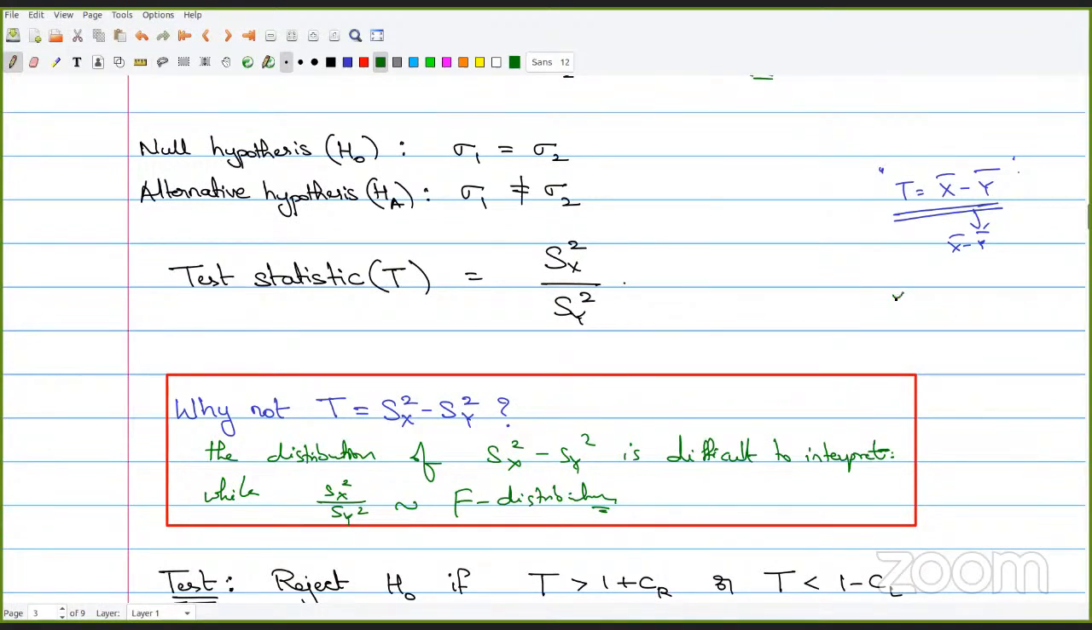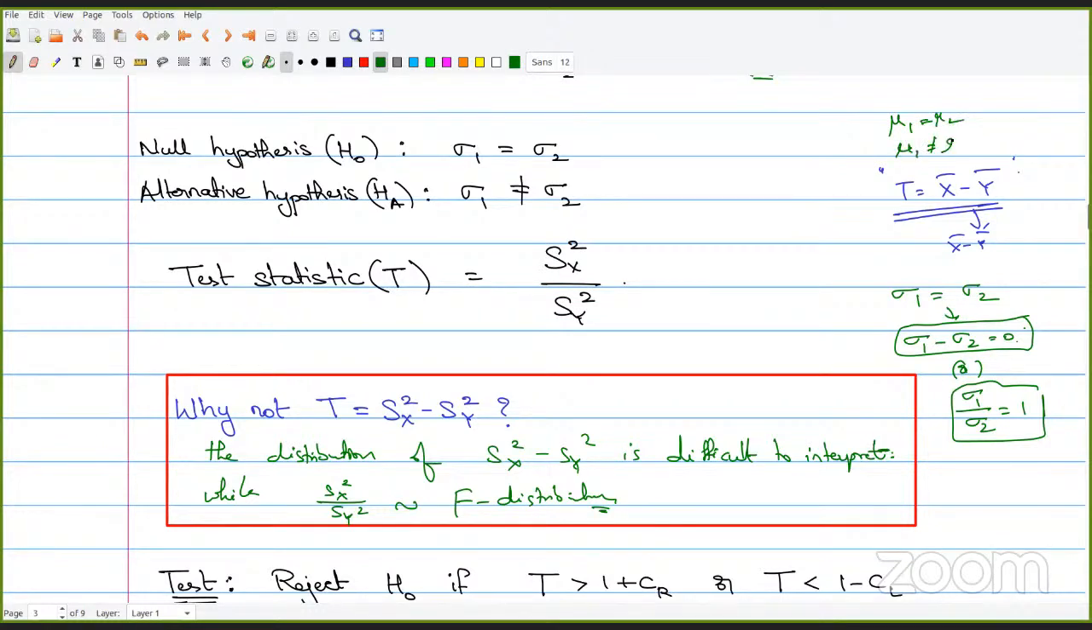Understand it like this. If I say sigma 1 is equal to sigma 2, I can write it as sigma 1 minus sigma 2 is equal to 0, or sigma 1 by sigma 2 is equal to 1. Both are the same. For the mean, we subtract and equate it to 0, and our main focus will be nearer to 0 in that case. If you remember, when comparing means, you test mu 1 equals mu 2 or mu 1 not equal to mu 2.